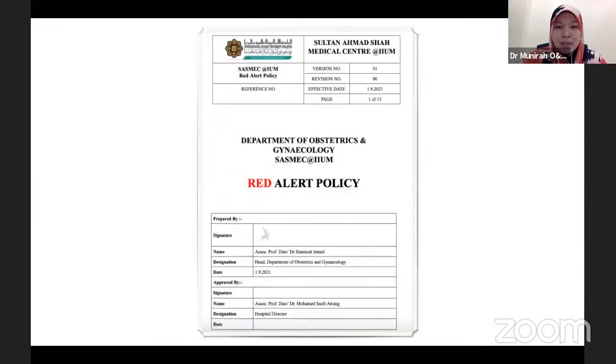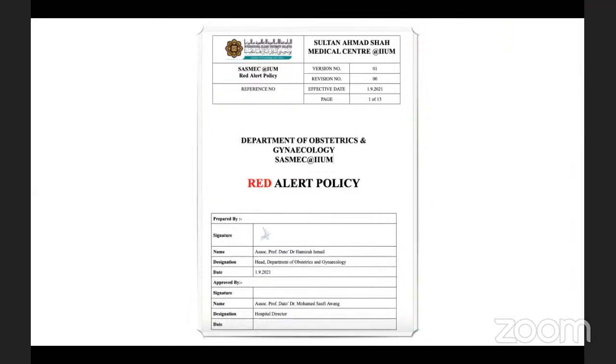Okay, so this is the red alert policy, and it is available via the CMU, and that's it actually. I don't know whether there are any questions. I can't actually see the questions if there are any, or we want to pass the floor to Dr. Shakur first before we entertain any questions. Yes, I think we can proceed with the next presentation from Dr. Shakur, since there is no question in the chat box or our YouTube live.